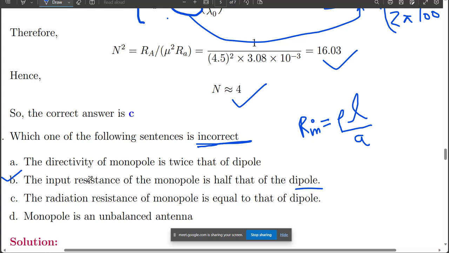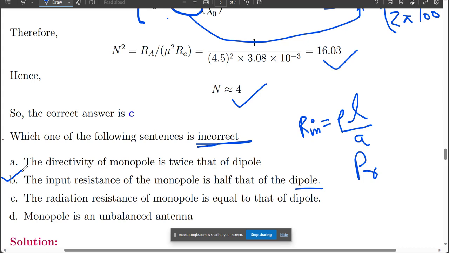Okay, think like this. If the input resistance of monopole is half, it will have better radiated power, P radiated, right? Since more power will be flowing, it will have more power to radiate in the free space. If it has more power to radiate in the free space, what does that mean? It means its directivity will be better.